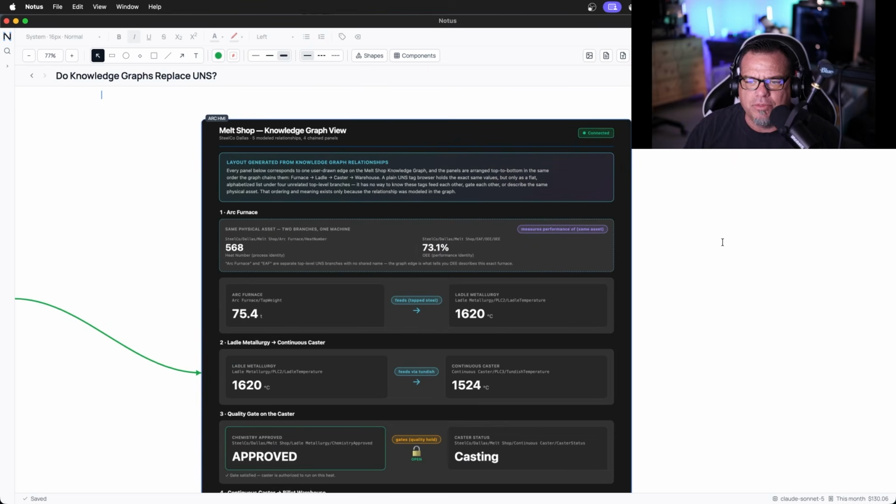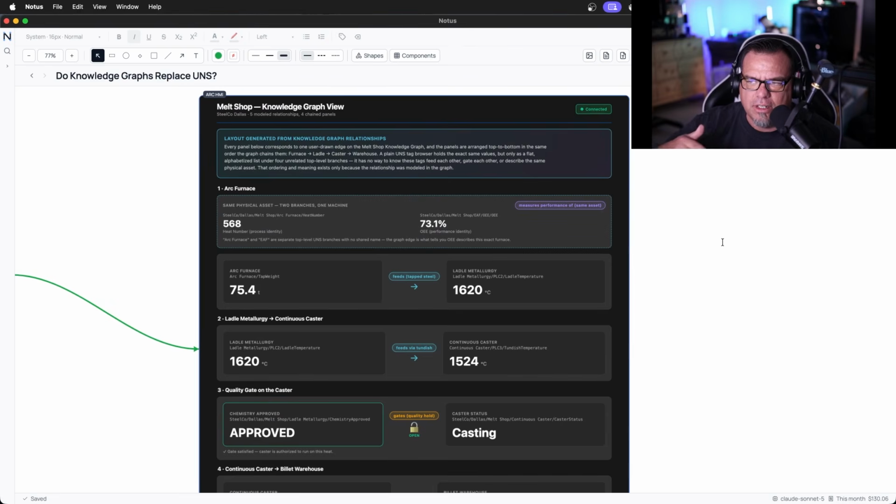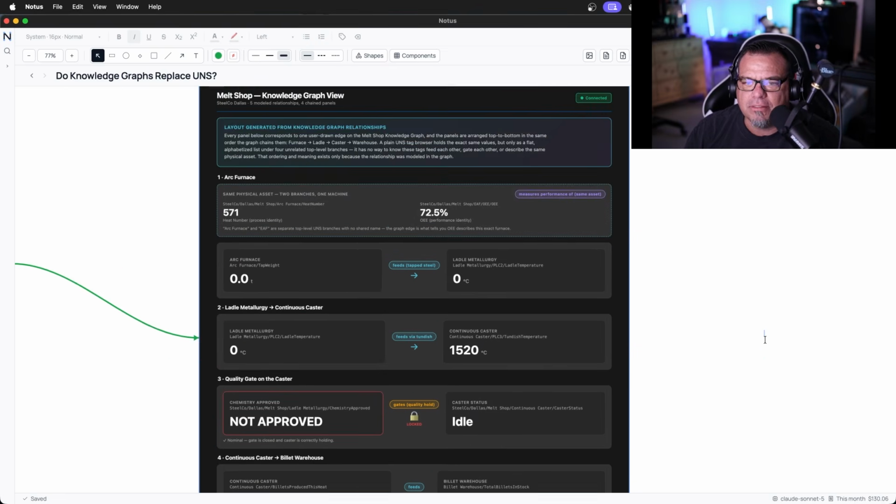Okay. So now what we've done is we've built a visualization that is applying the knowledge. This is a layout that's generated from the knowledge graph relationship. So this is giving us the ability to take the current state that we have inside of UNS, but then visualize it based on the upstream, downstream relationships or business relationships. This is a very simple example, but what we're showing here is arc furnace feeds ladle metallurgy. We're showing the relationship between the two in this visualization.